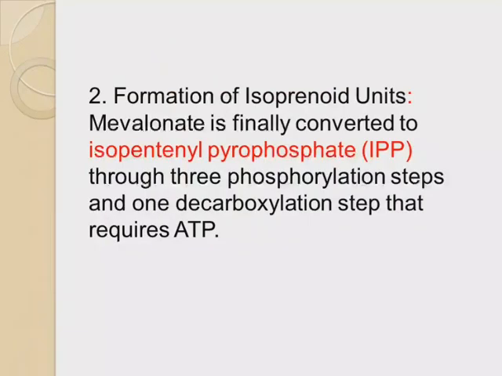Now the formation of isoprenoid units, which is the isopentenyl pyrophosphate unit. Mevalonate is finally converted to isopentenyl pyrophosphate by 3 phosphorylation steps and 1 decarboxylation step, and these require ATP. So mevalonate is converted to isopentenyl pyrophosphate by 3 steps of phosphorylation and 1 step of decarboxylation.